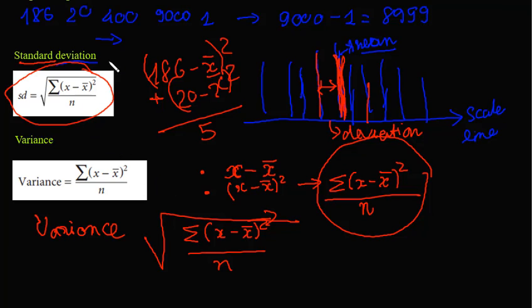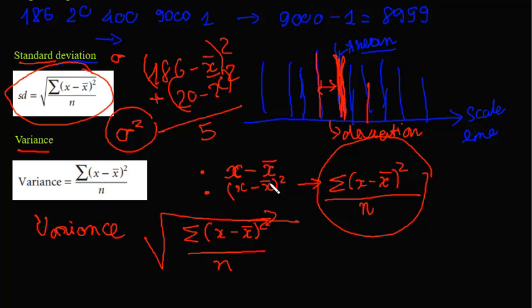Remember that the standard deviation is denoted like this, a sigma with a smaller line here. And the variance, because the standard deviation is the square root of the variance, is denoted like this, sigma squared. So that's how we can find and understand standard deviation and variance. It measures the spread of the whole data set.